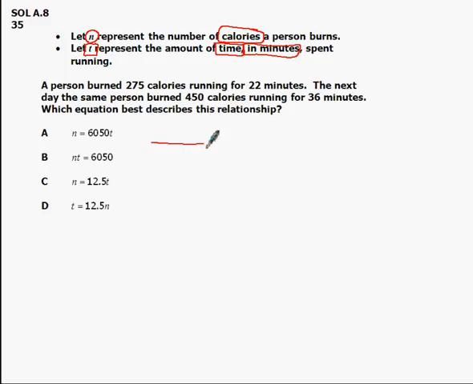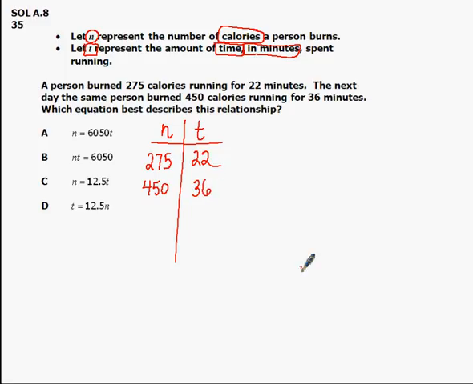So I'm going to kind of set up for myself a little chart here. The first thing I come across are calories, and I know those were N values. So I'm going to say 275 calories gets matched up with 22 minutes. That's a T value. And it says the next day the same person burned 450 calories. Well, that was an N value, so 450 calories when that person was running for 36 minutes.